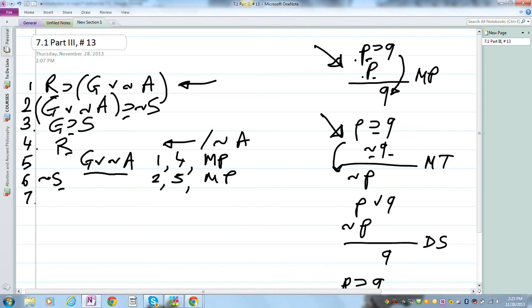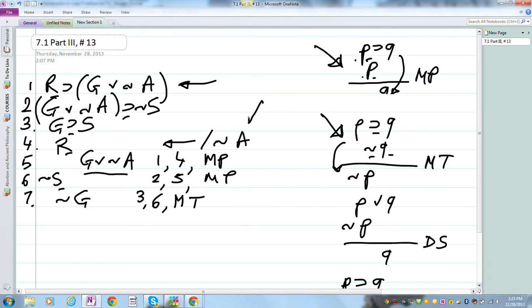Look at line 7 then. In line 7, you enter not G by 3 and 6, modus tollens. And now we're getting close to what we want.